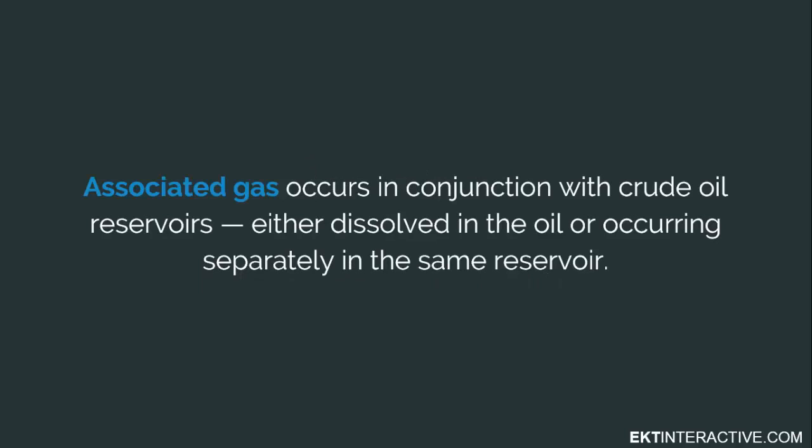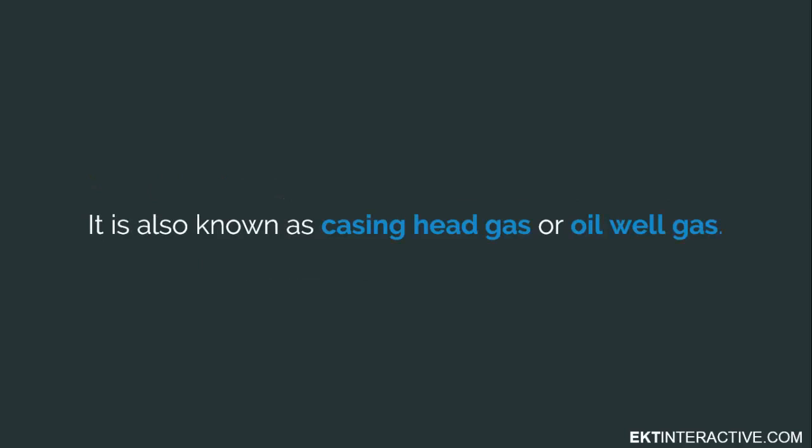Associated gas occurs in conjunction with crude oil reservoirs, either dissolved in the oil or occurring separately in the same reservoir. Since it separates from the oil at the casing head of the production well, it is also known as casing head gas or oil well gas. There are huge quantities of associated gas produced with Middle East crude oil, for example.